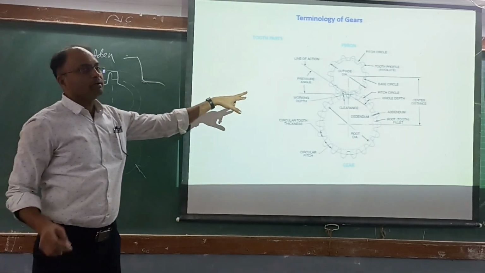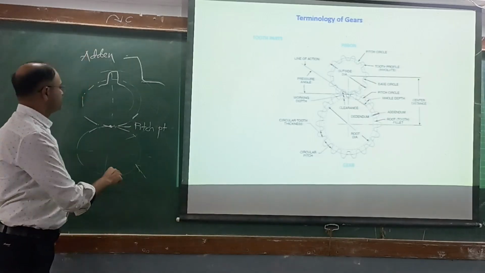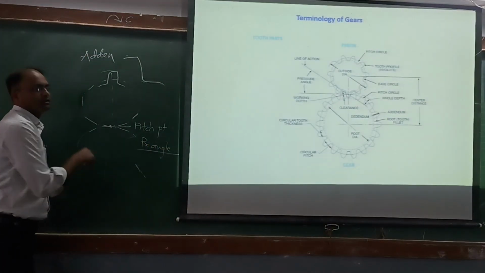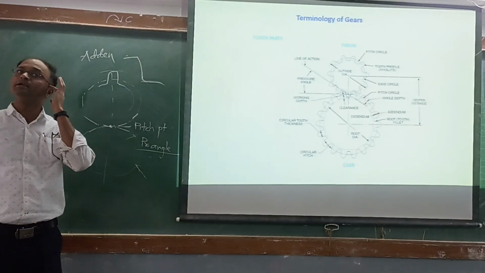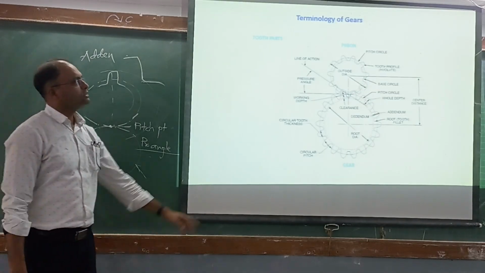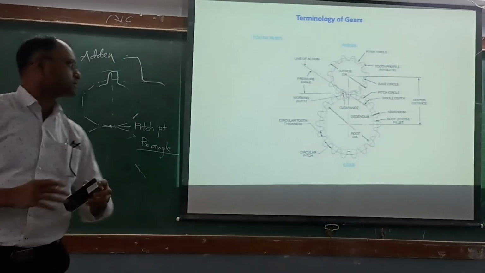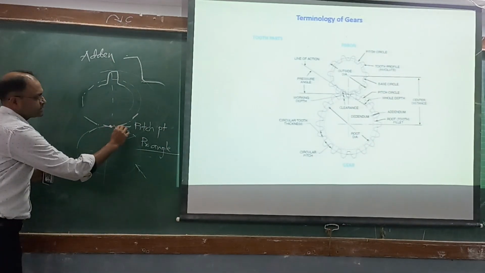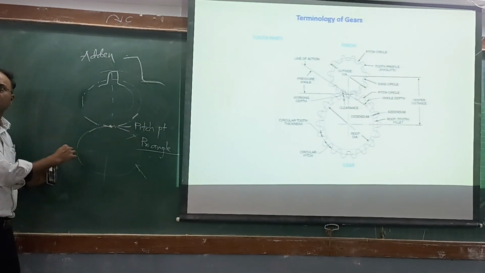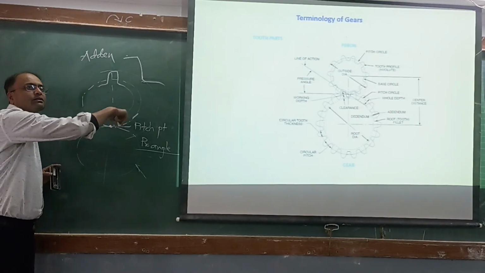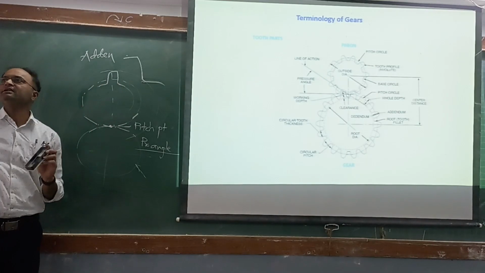Now one more important term, that is called pressure angle. Pressure angle is a very important term in gear design. What is pressure angle? You can see here. Whenever I draw a tangent to both the circles, this is one circle, which circle is it? The pitch circle. This is the second circle of the other gear. What will the common tangent to both be like?